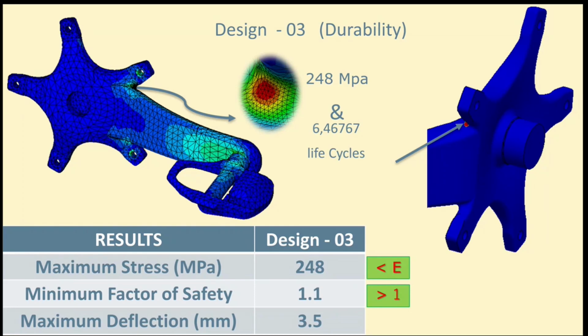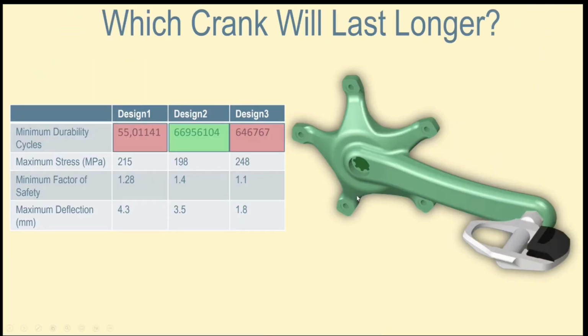So based on all these 3 iterations, let us just summarize which design is going to last long based on the structural analysis and the fatigue analysis. So clearly the first design is passed, but when it is compared to design 2, it is giving less factor of safety and also less number of cycles, which will ultimately predict the life of the component.